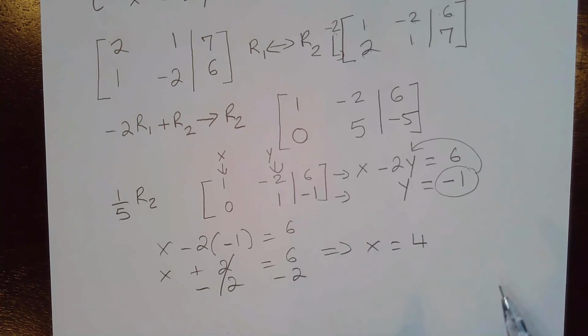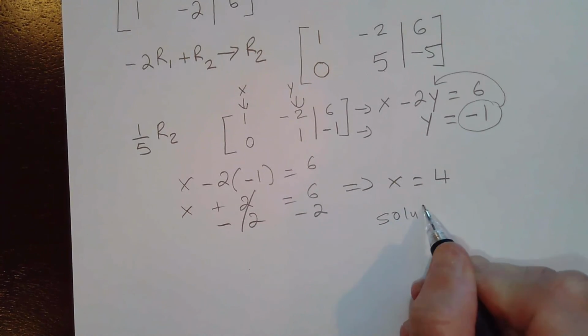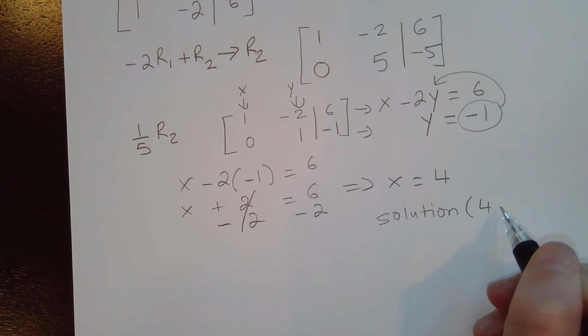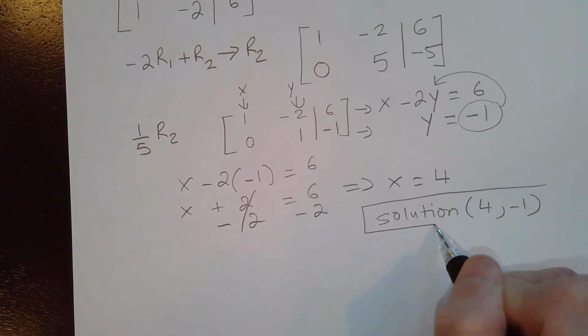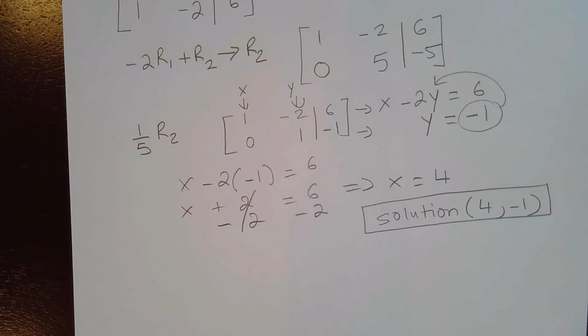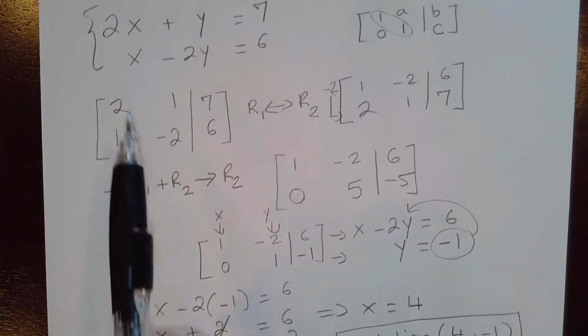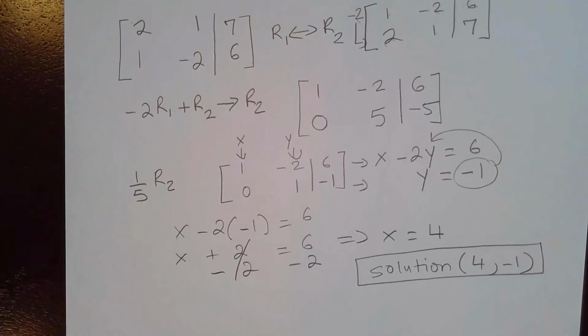So the solution to the system of linear equations would be x, y. X is 4, y is negative 1. So this is the solution to the system of linear equations. This is the point of intersection. If you were to graph both equations, (4, negative 1) would be the point of intersection.